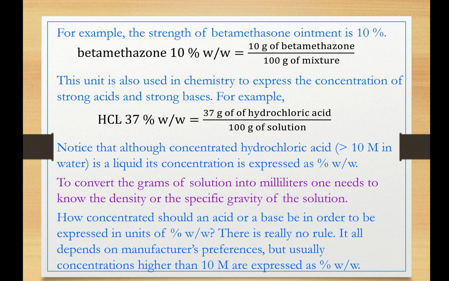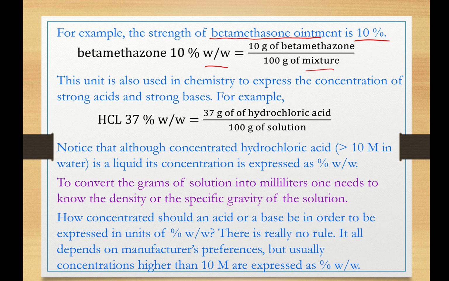Two examples we have here is betamethasone ointment, 10%. Some people, because an ointment is semi-solid, imply that it is weight per weight, and they don't write weight per weight. I would encourage you to write it anyway. So this means 10 grams of betamethasone over 100 grams of mixture, betamethasone included.